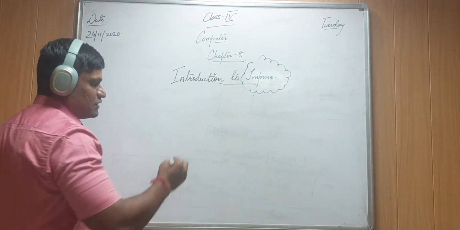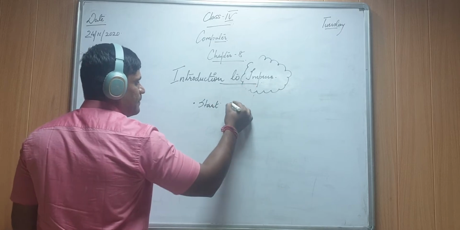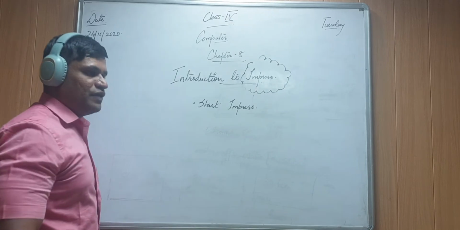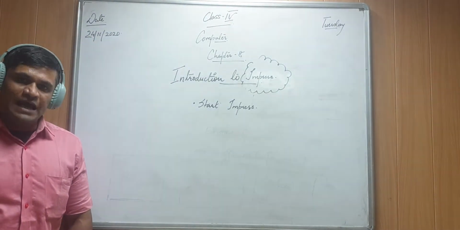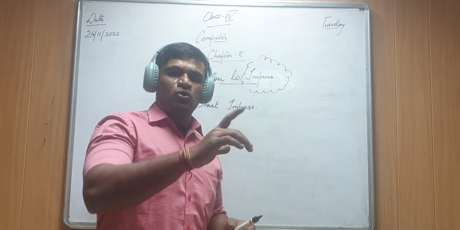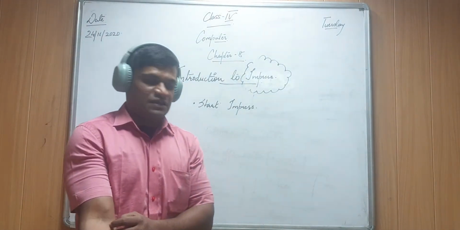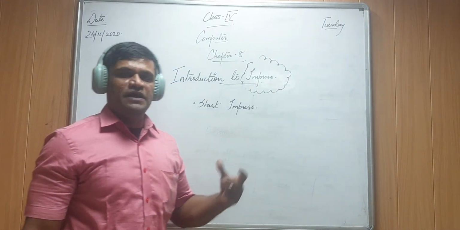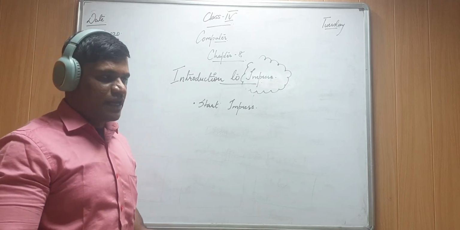So the first is how we can start the Impress program. We will be learning how we can start LibreOffice Impress, or the Impress application. As in the previous chapter, we had to go on the dash icon, click on the search bar, and write LibreOffice Impress. The program icon will be displayed. You click on it and the program will open in front of you on your screen.